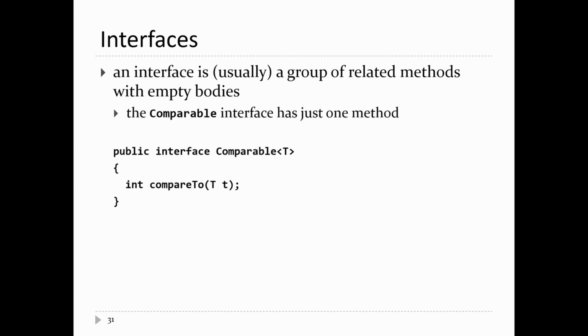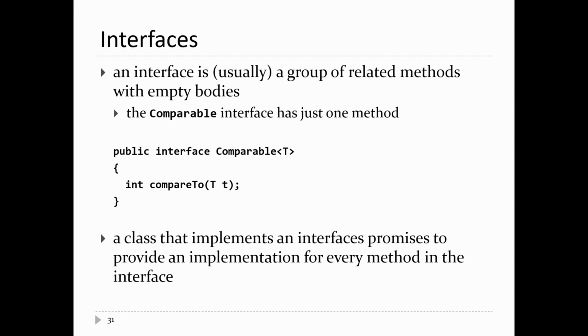Comparable has only one method in it. If you look up the Comparable interface in Java, you'll see that it's an interface called big C Comparable. It's got the angled brackets and the letter T, which indicates that it's a generic interface. You can specify the type of element that you want to compare. It has one method called compareTo. It takes in an element of type T and returns an int.